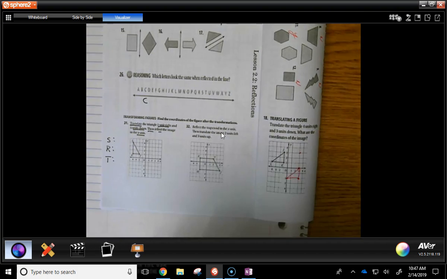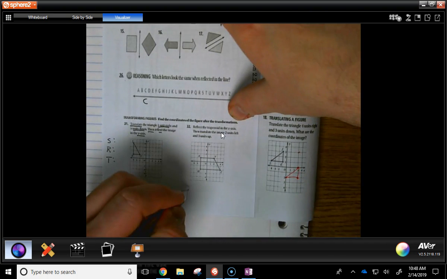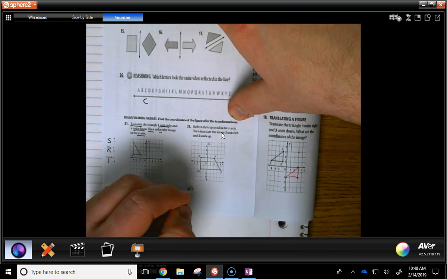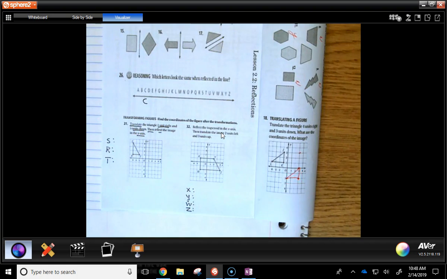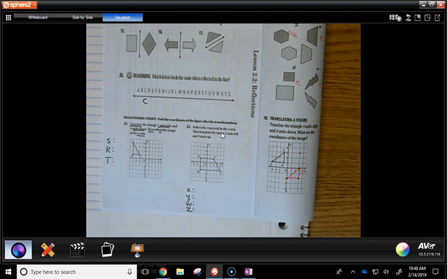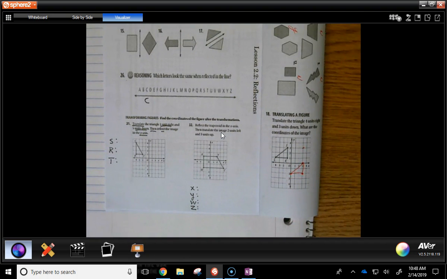Okay? On number 32, my final answer, I need to know what are the coordinates for X, Y, W, and Z. Follow the instructions and then find the coordinates for each point. Okay, that is due tomorrow.